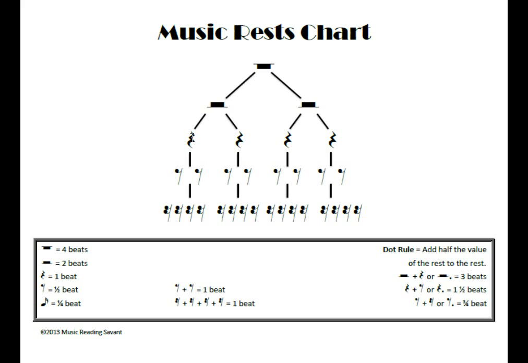Now I'm going to add that dot, or the quarter rest, back to the half rest. So I have 2 plus 1, which equals 3. Now I know that a dotted half rest equals 3 counts. So that's something to keep in mind when we get into things where we have dots and we're adding them to those rests and understanding what that means.